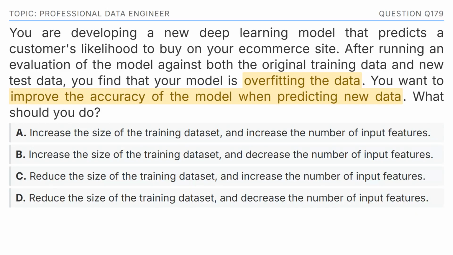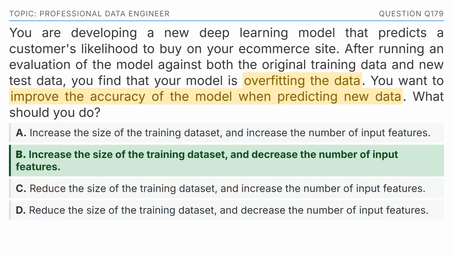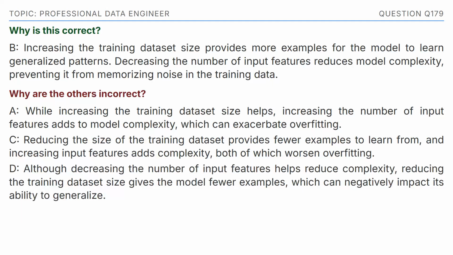To arrive at the correct answer, we focus on the keywords: overfitting the data, improve the accuracy of the model when predicting new data. The correct answer is option B, increase the size of the training dataset and decrease the number of input features. Why is this correct? B. Increasing the training dataset size provides more examples for the model to learn generalized patterns. Decreasing the number of input features reduces model complexity, preventing it from memorizing noise in the training data.